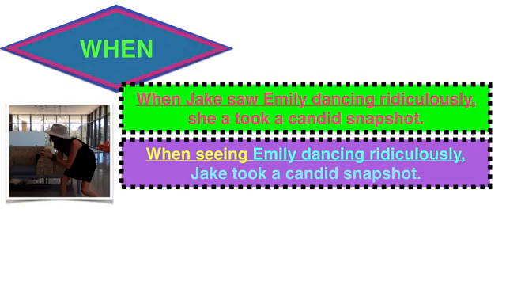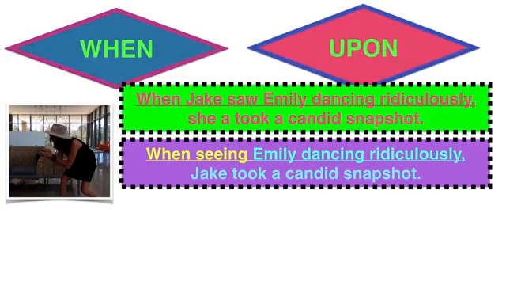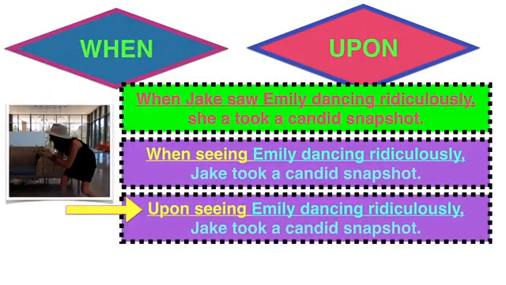However, there is another common way to reduce adverb clauses that contain the subordinator when, and that's by changing the word when to upon. So the reduced adverb clause would become upon seeing Emily dancing ridiculously. This is only true with when.